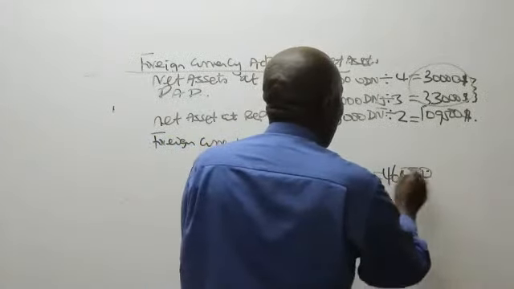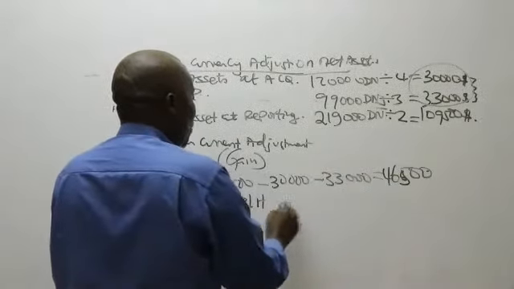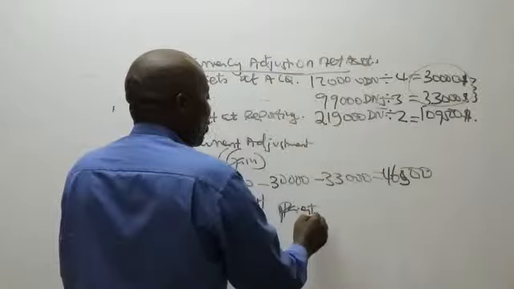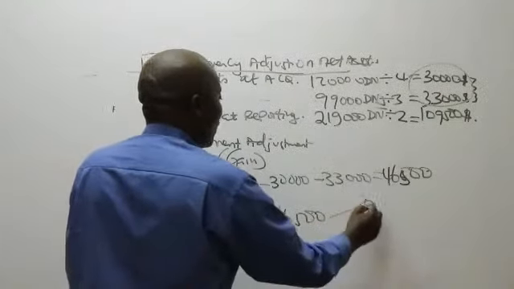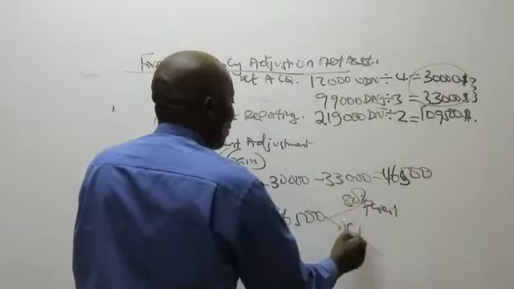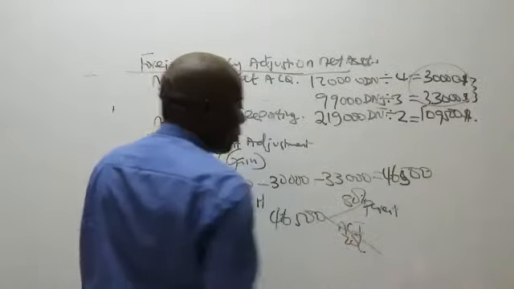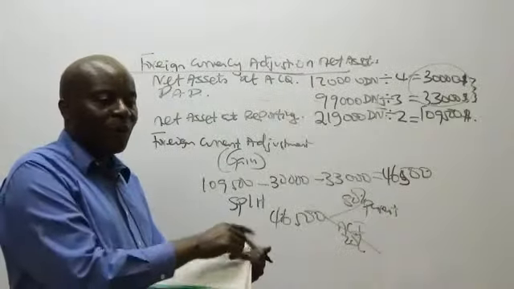So this is 46,500. You split it. Parent takes their share: parent takes 80% and NCI takes 20%. Split immediately. I can see Jackie has raised a hand.